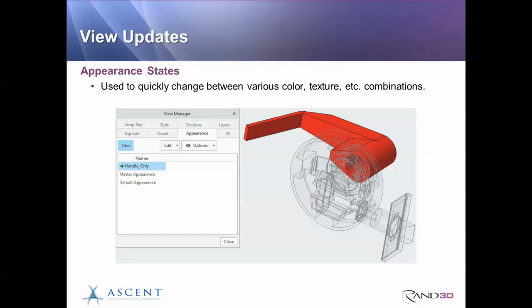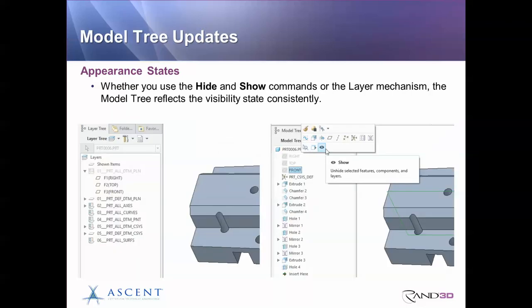You have an appearance states that is a new tab within the view manager for parts that will allow you to quickly change between variations of color or textures. And this can be combined in with other aspects of the view manager to create a combination state as well. You can use the hide and show commands as you could before, but a little bit more consistently through the model tree, you can access this functionality.